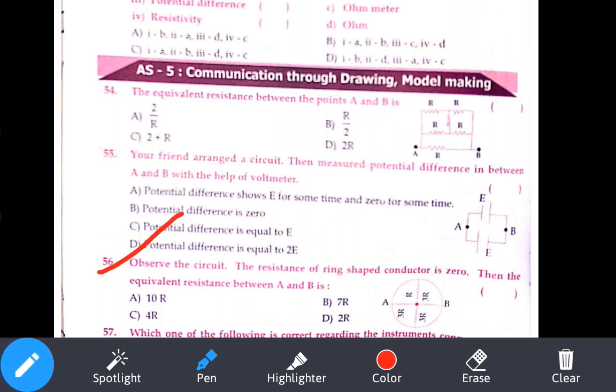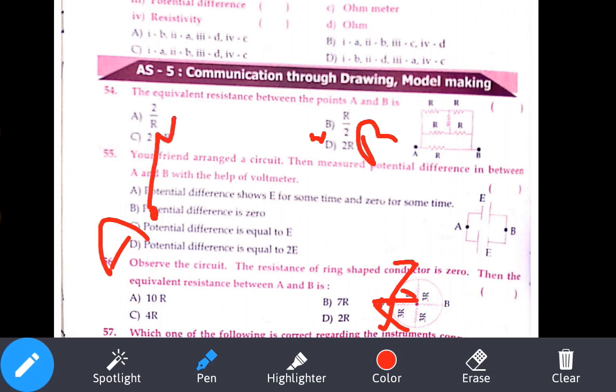Now the 56th question. Observe the circuit. The resistance of the ring shaped conductor is 0, meaning the outside circumference has no resistance, so it acts as a conductor. Then they have asked the equivalent resistance between A and B. So I will draw it a little bit here. This is our A and this is our B. If you observe here, from the A junction it is dividing into three parts. So I will draw like this, three parts. Now at the junction it is joining, so I will draw it like this. After that one resistor R is connected.